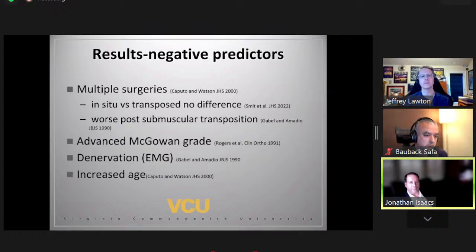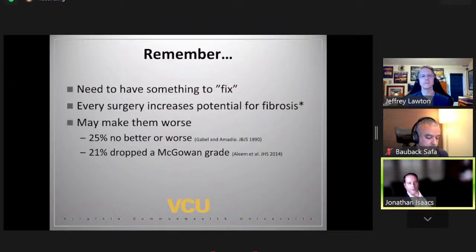So the negative predictors of who's going to do not so good after a revision cubital tunnel: patients who've had multiple surgeries. Transpose versus in situ doesn't really seem to make a difference unless they've had a submuscular transposition. Then they tend to do a little bit worse. And as you'd expect, advanced McGowan grade, denervation changes on EMG, and increased age are all negative prognostic factors.